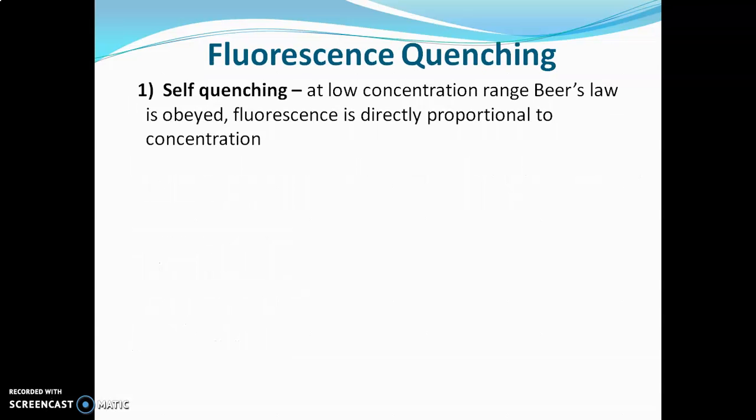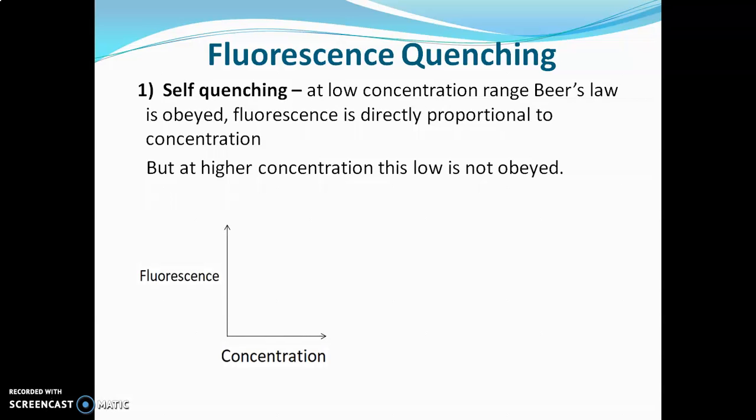Now self-quenching. At low concentration range, Beer's law is obeyed. Fluorescence is directly proportional to concentration, but it is obeyed only at low concentration. But at higher concentration range, Beer's law is not obeyed.